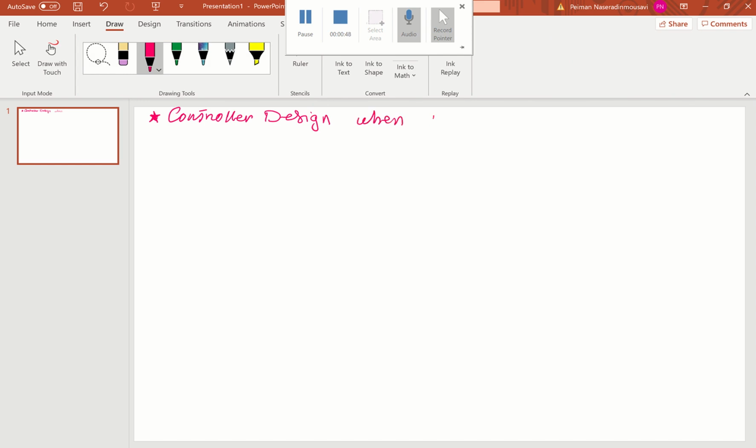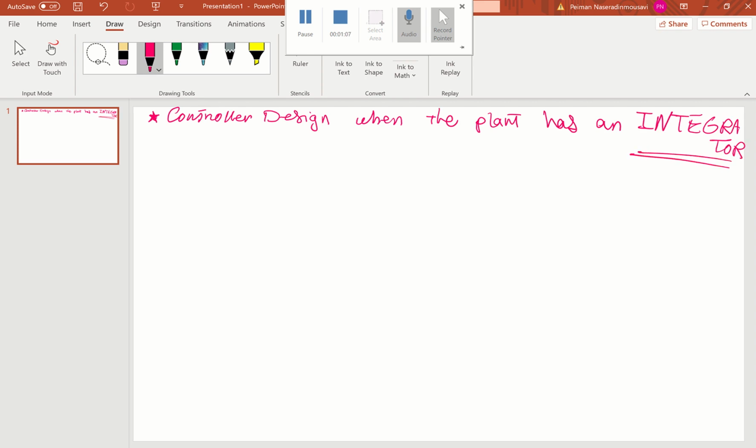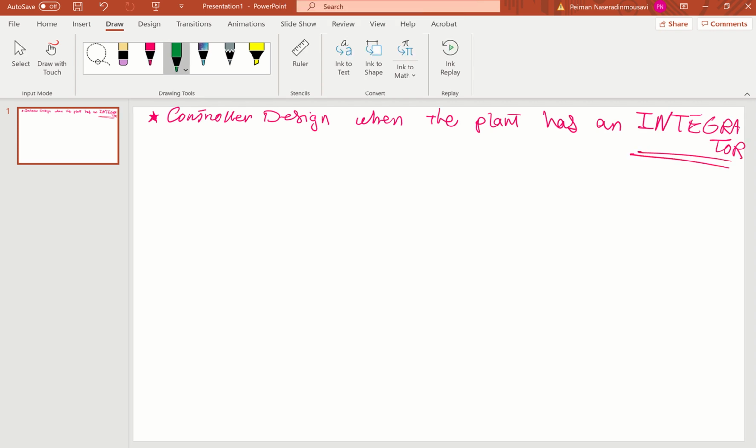When the plant or system has an integrator. I'm underlining it because if you remember, when your system has an integrator, that is why we use the I in PID: when you add I, the error signal goes to 0. Remember, when time goes to infinity, you don't have error signal. Remember undergraduate control? If you don't know, I'm teaching you.